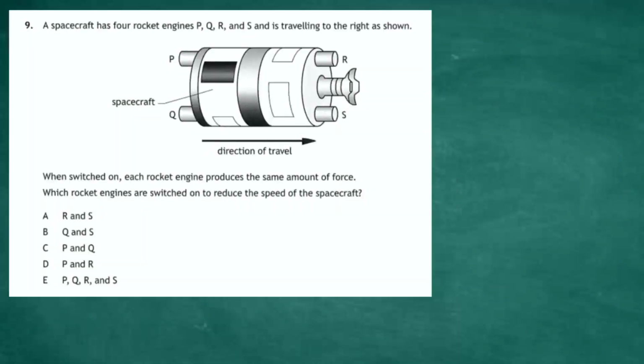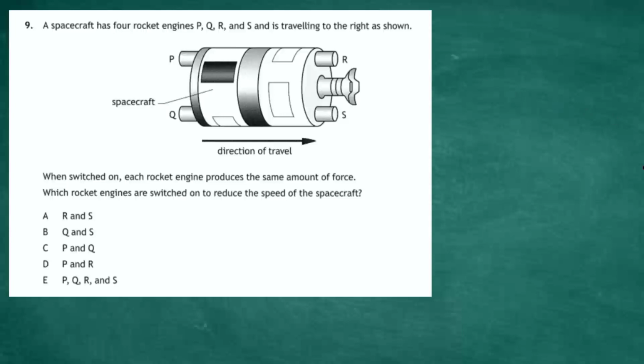Question 9. A spacecraft has 4 rocket engines P, Q, R and S and is travelling to the right as shown. When switched on, each rocket engine produces the same amount of force. And we're asked to find out which rocket engines are switched on to reduce the speed of the spacecraft. Well, if you're travelling from the left to the right in the direction of the arrow, you want those rockets to provide a force which is going to be from the right to the left. And that's going to provide the forces which will produce the acceleration or the deceleration to stop the rocket moving from the left to the right.